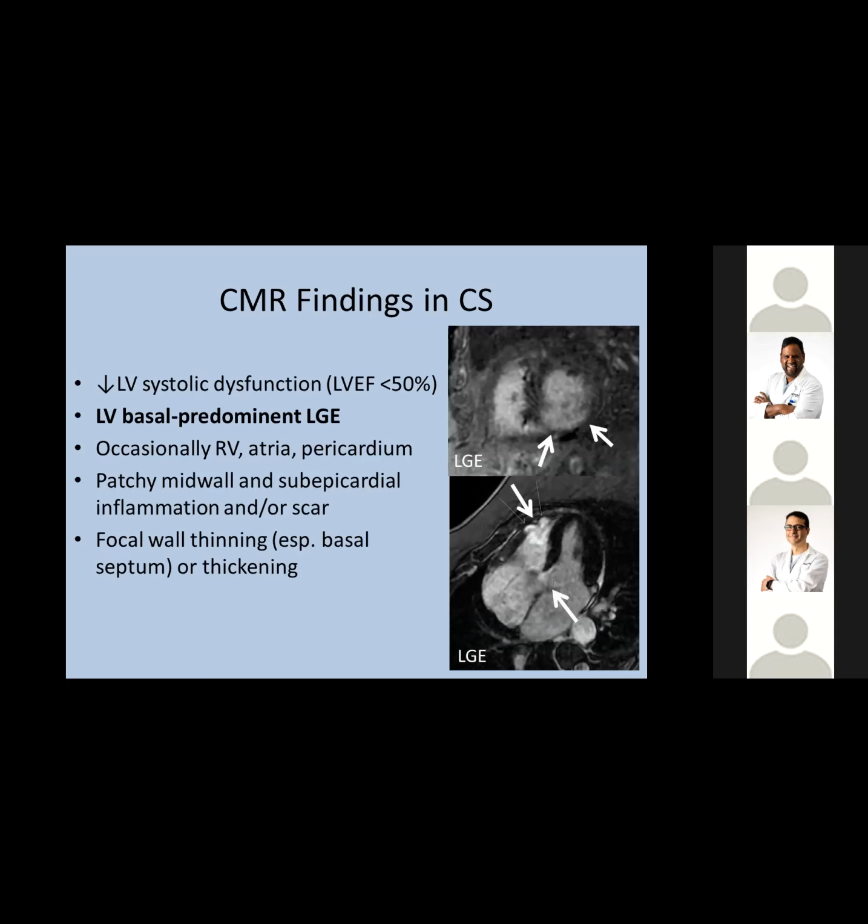So the distribution of enhancement is quite different than an ischemic scar. It tends to be kind of patchy, mid-wall to subepicardial in distribution, sometimes transmural, and it can also be subendocardial, and it can mimic ischemic disease as well, but usually it's not going to conform to a vascular territory.